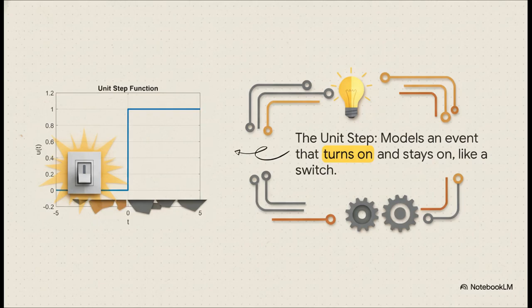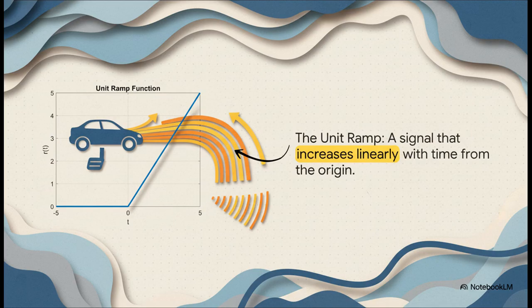Next is the unit step, which is way more intuitive, thankfully. It's a signal that's just sitting at 0, and then at a specific moment, it instantly jumps up to 1 and just stays there forever. It's the perfect model for anything that turns on and then remains on, like flipping a light switch. Simple as that.